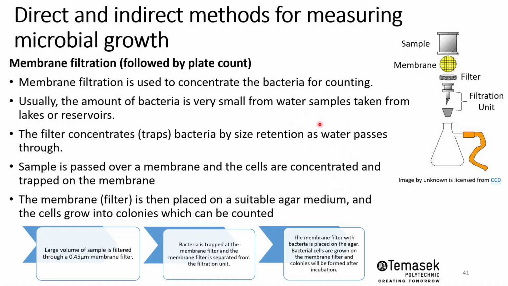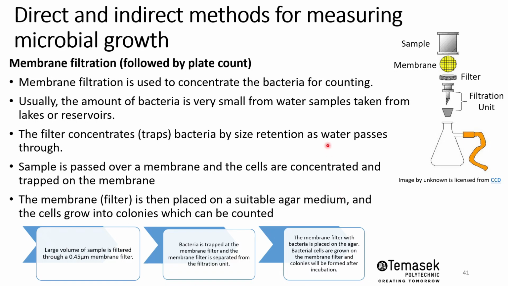I've outlined a representative flow here for membrane filtration. Often this is done through a 0.45 micrometer membrane filter, so the bacteria will be trapped on the filter. The filter is taken out from the filtration unit. A filtration unit looks something like this on the right. Then once you have this membrane, you can place it on a suitable agar. This could be a nutrient agar initially, and then the cells will grow, and after incubation you can count them.